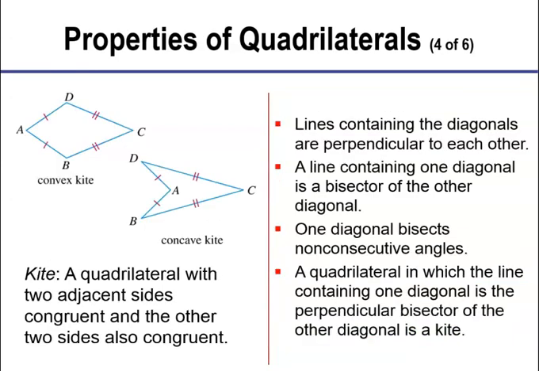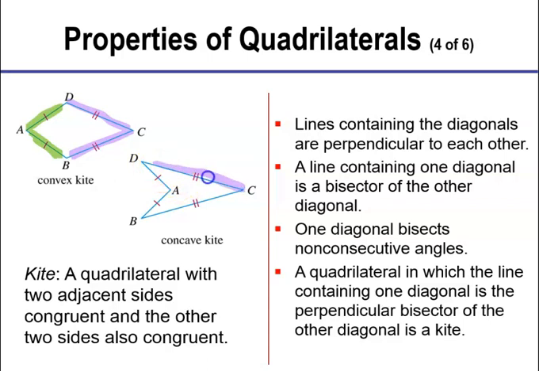And we've got two examples depicted here, a convex kite and a concave kite. But what's a kite in the first place? Well, a kite is a quadrilateral with two adjacent sides congruent, and the other two sides are also congruent. So if I use my fancy highlighter here in green, again, this side's congruent to this side. They're adjacent because they're touching each other. And in addition, this side is congruent to this side. Again, adjacent sides.